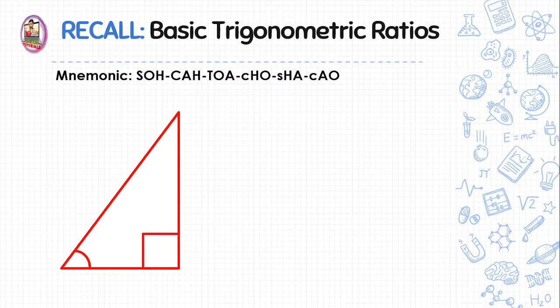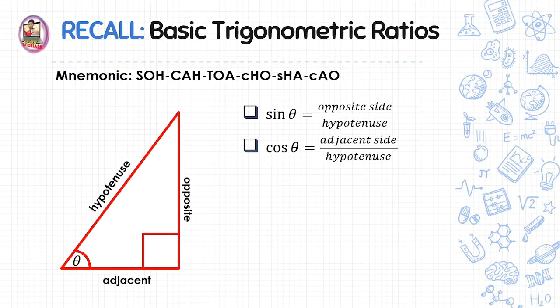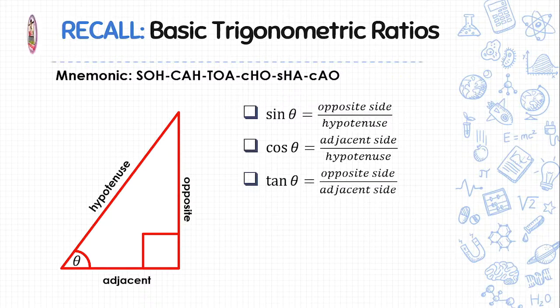So that is based on a right triangle. So we have the angle, and then the longest side is the hypotenuse. The opposite side of the angle is indicated there, and then the adjacent side is the side which is closest to the angle. So SO stands for sine, and then opposite all over hypotenuse. And then KA stands for cosine theta is equal to adjacent all over hypotenuse. And then TOA stands for tangent theta is equal to opposite side all over adjacent side.